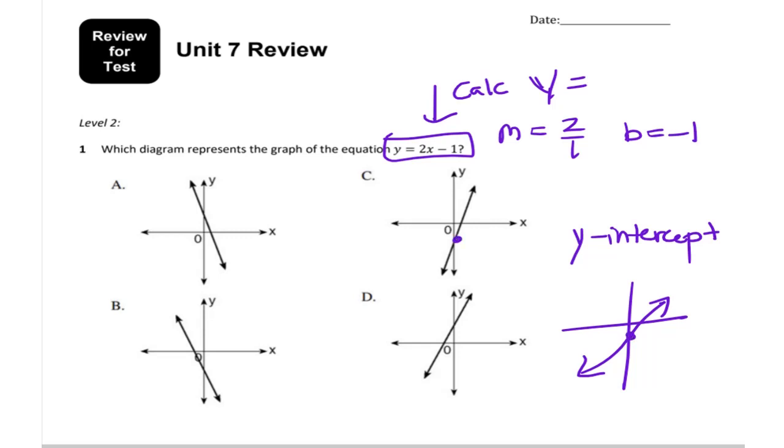So that's why it's choice C. And again, look at my y-intercept over here, -1, right? That means my graph crosses the y-axis at -1. All right, moving on to the next one.